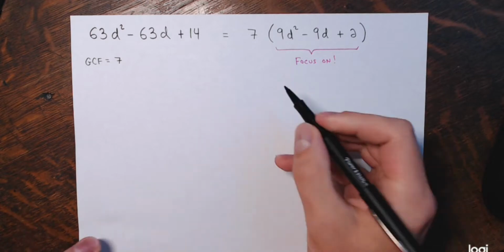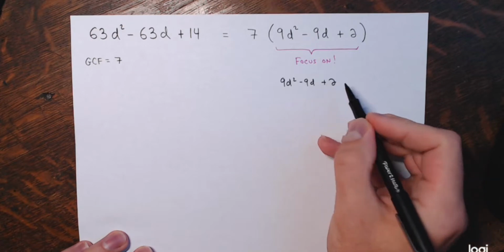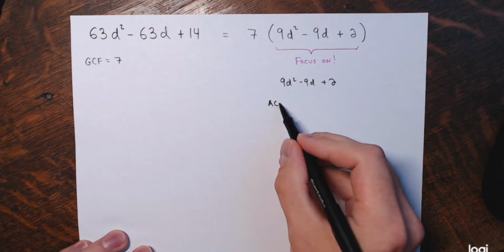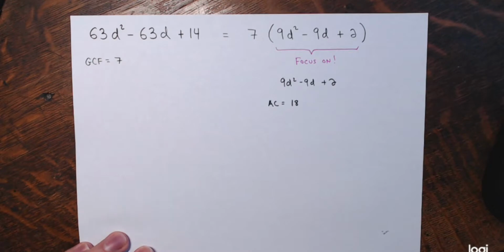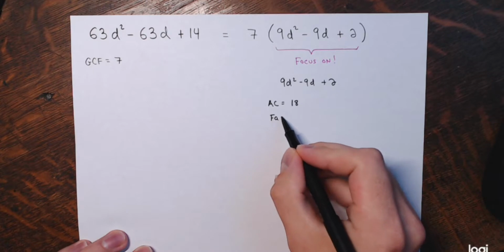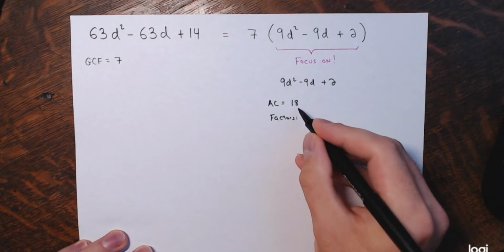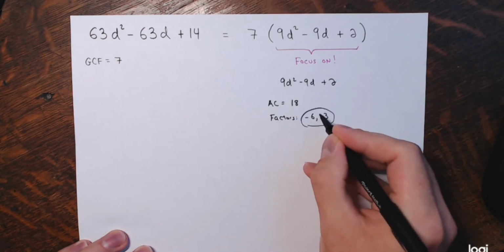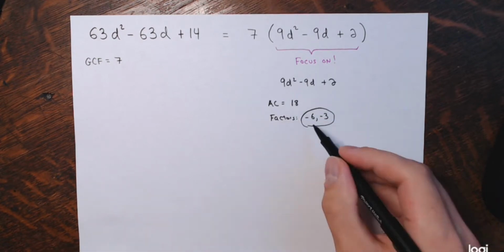So I'll write it separately. Right. 9d squared minus 9d plus 2. And then I'll try the AC method. AC is 9 times 2, that's 18. Positive 18. And I want to find factors of positive 18 that have a sum of negative 9. Now, that would be negative 6 and negative 3. Right? Those multiply to be positive 18. Negative times negative is positive, and they add up to be negative 9.